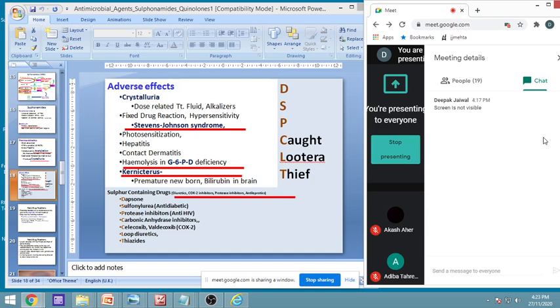Then kernicterus, that is a jaundice-like situation in premature babies. We have seen that it can cross the placental barrier, and therefore in these premature babies there will be an increase in the bilirubin. And if the bilirubin concentration goes high, then that can cause problems, that can be a dangerous situation. There are various sulfur containing drugs like dapsone, sulfonylureas.